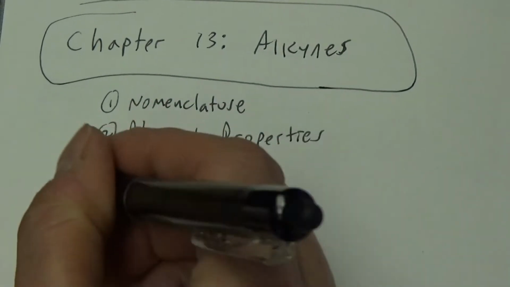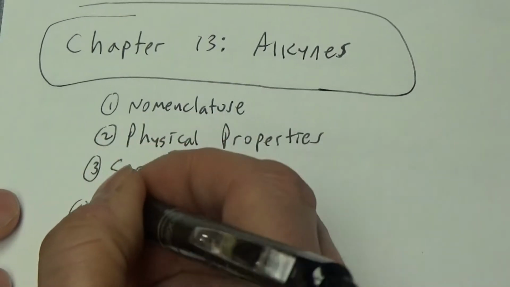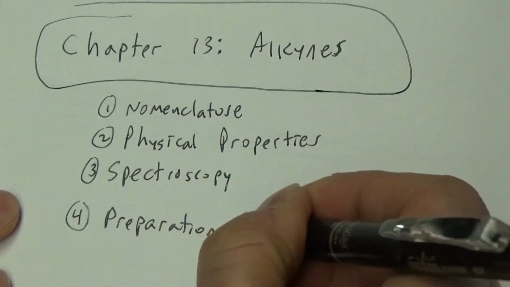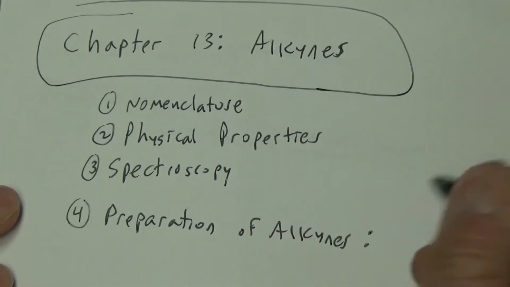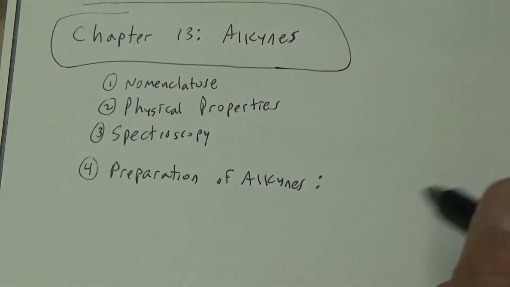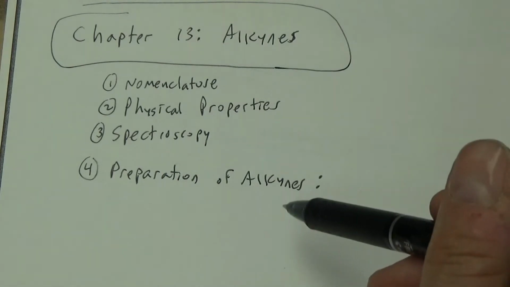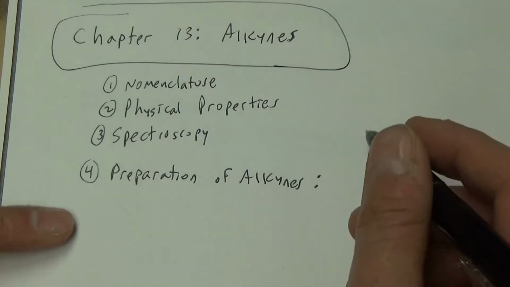So the first thing is how do you make alkynes? Preparation of alkynes. And in a lot of these chapters, what we'll do is say, for a functional group, how do you make it, and then what can you do with it? So preparations of blah blah blah, reactions of blah blah blah. So we're going to see that here.